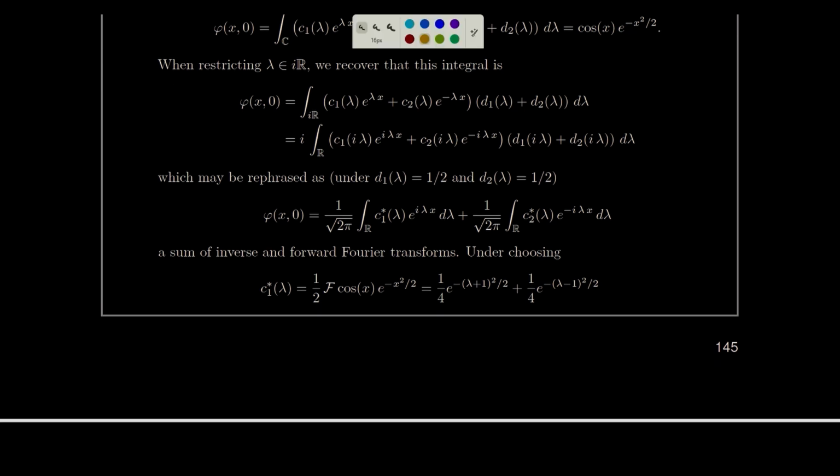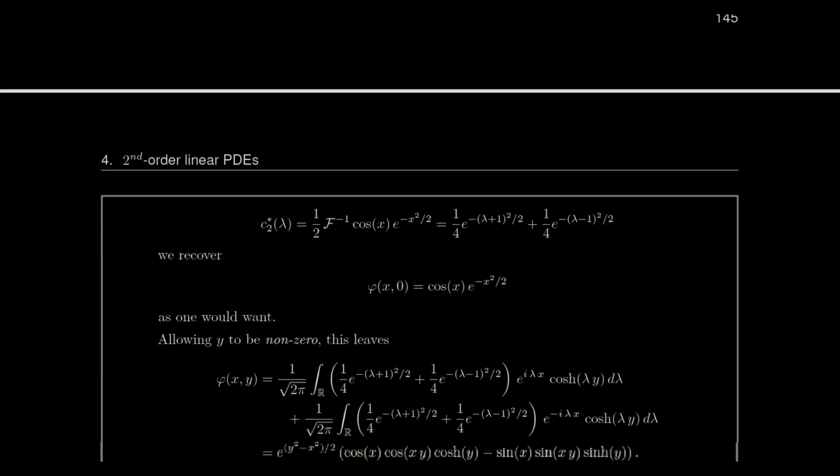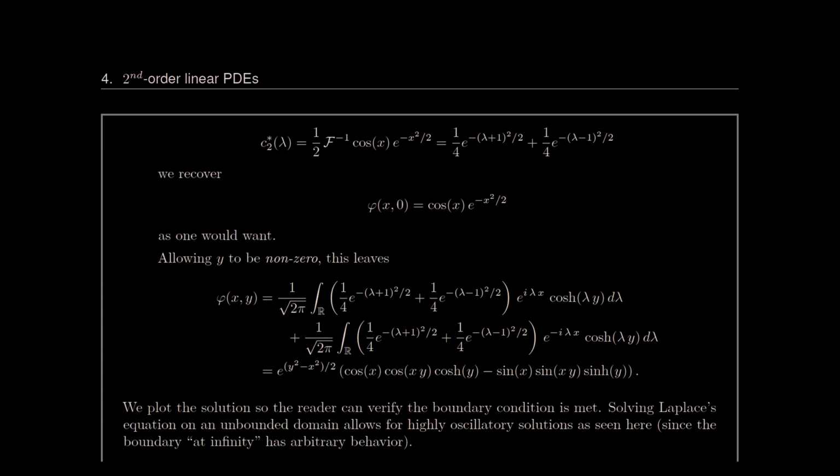And you find out that the Fourier transform of that function is e to the minus lambda plus 1 squared over 2, e to the minus lambda minus 1 squared over 2. And so you set that up for C1, similarly with C2, right? And we end up with setting that for C1 and C2.